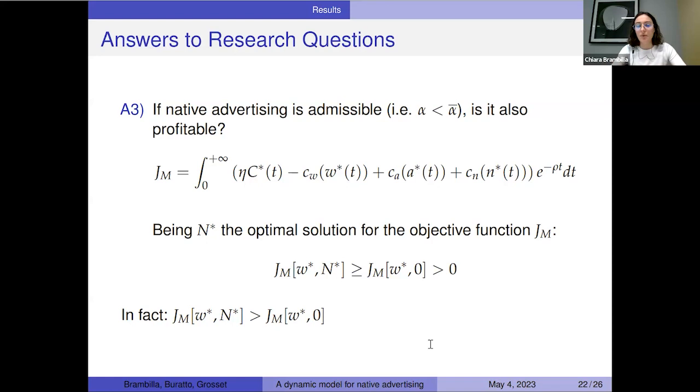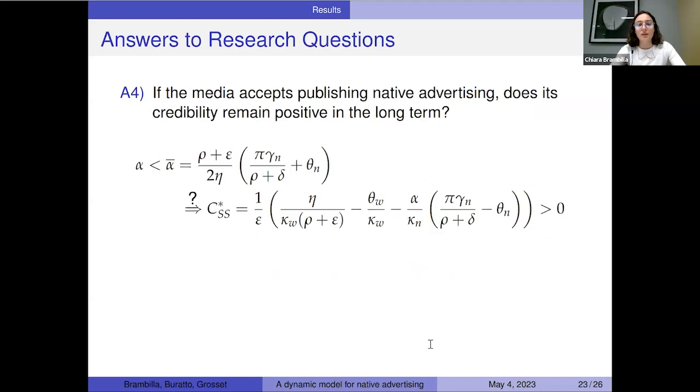So this is what happens, but we haven't analyzed in detail what happens concerning the credibility. And what we have to answer now is whether admitting native advertising is enough to say that the credibility of the media outlet remains positive in the long term. So what we are interested in is whether saying that native advertising is optimal for the media outlet from a profit point of view, so the damage to credibility is low enough, alpha lower than alpha bar, is enough to say that the credibility steady state that we have computed before is positive.